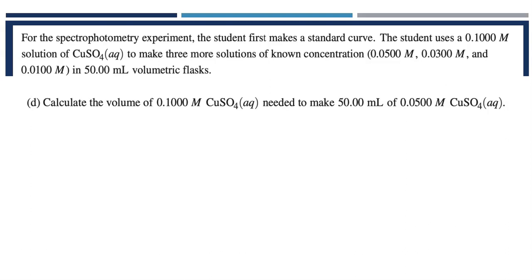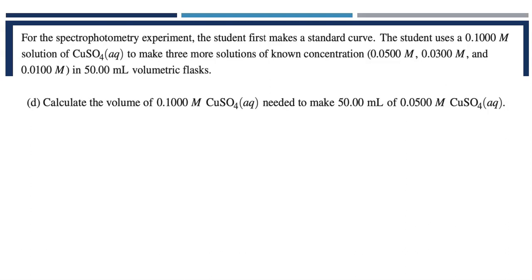For the spectrophotometry experiment, the student first makes a standard curve. The student uses a 0.1 molar solution of the copper 2 sulfate, and that was known to 4 sig figs, to make 3 more solutions of known concentration, 0.05 molar, 0.03 molar, and 0.01 molar, in 50 milliliter volumetric flasks.